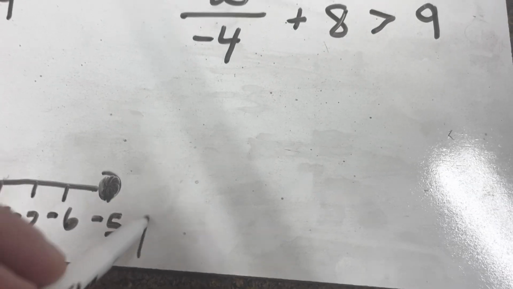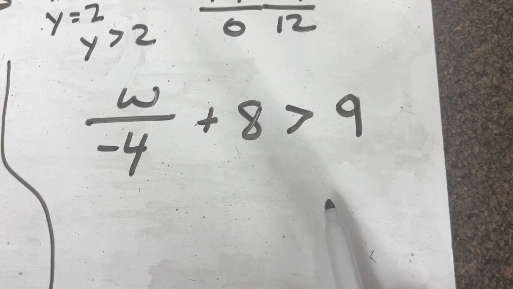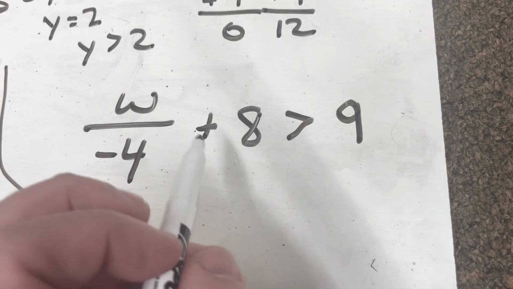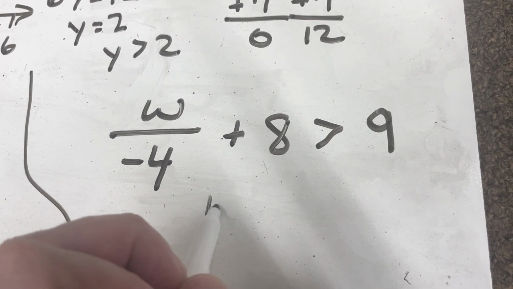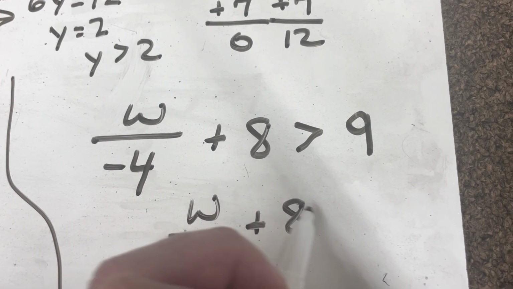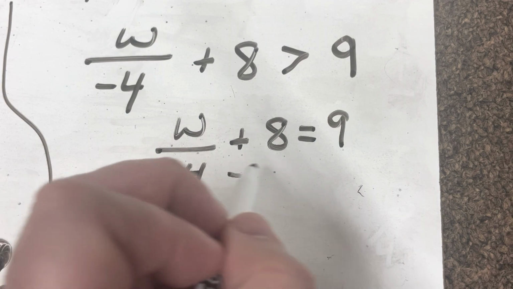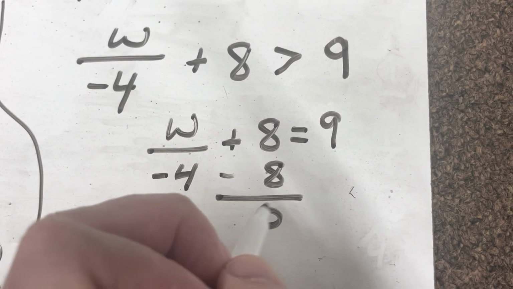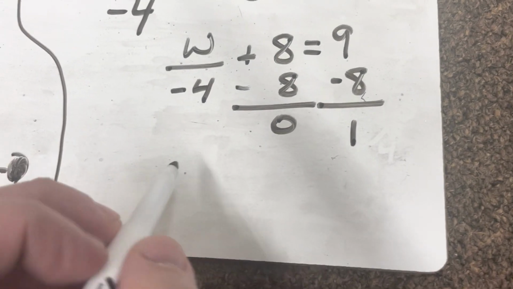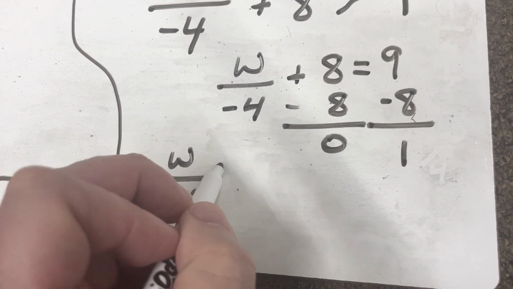All right, final one here. Let's give a final one on this board, I should say. W over negative 4, which that's going to be division, plus 8 is greater than 9. So we're going to have W over negative 4 plus 8 is equal to 9. Well, I'm going to subtract 8 from both sides. That's going to give me 0. Minus 8 here is going to give me 1, which means I end up with W over negative 4 equals 1.